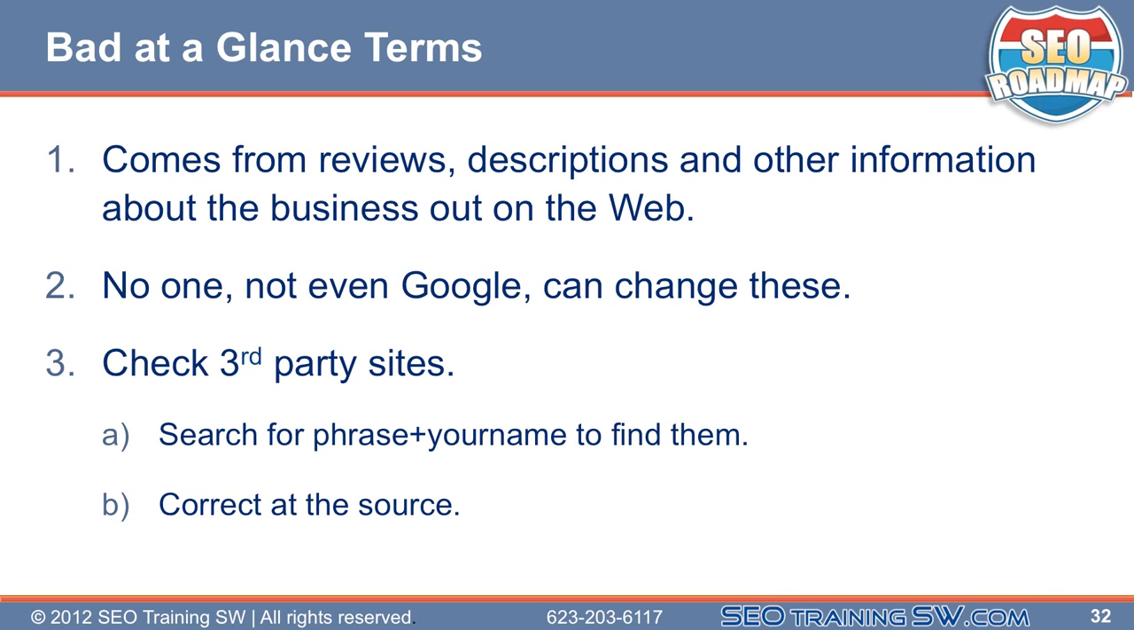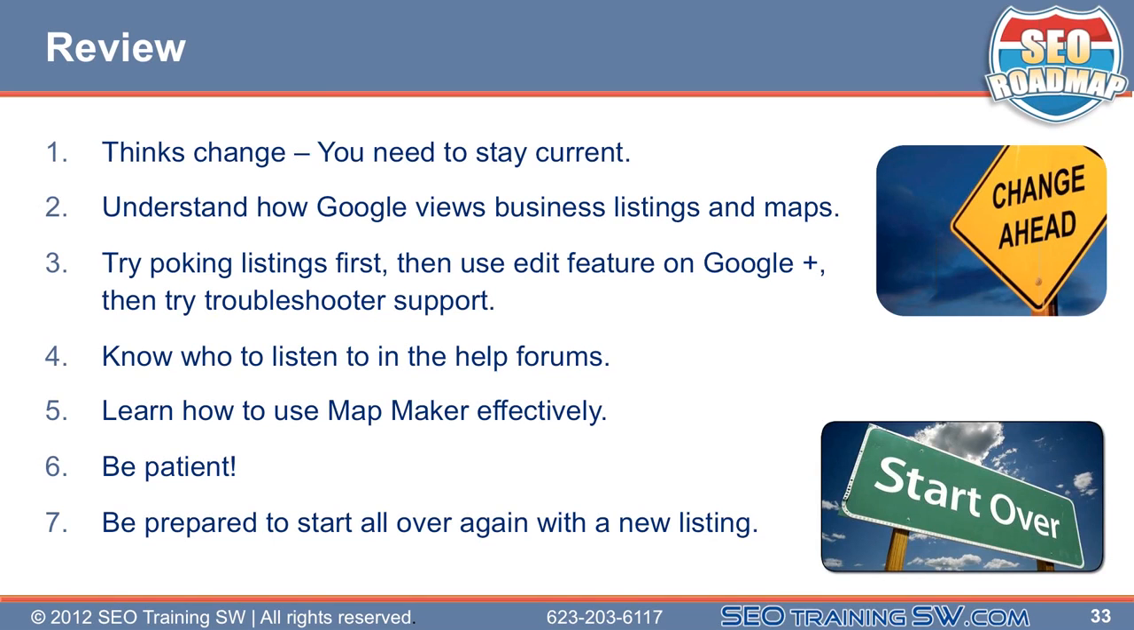So, if this is happening with you in Google, the first thing you need to do is check some of your third party sites. The easiest way to do this is search for your phrase, your business name to find them. So, landscape rock, name of your business, and there you go in Google. You then could find these and say, okay, Yelp has this, so you could correct that at the source. And this is how you would fix that particular problem.